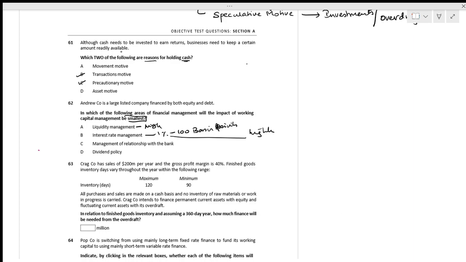Management of the relationship with the bank is most important. We have to have a very good rapport with the bank, not only in terms of communication, but also prompt payments. Repayment should be on time; that's the most important thing. What is the smallest? It is the dividend policy. Dividend policy is the smallest.